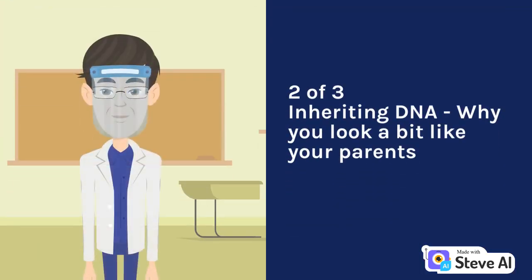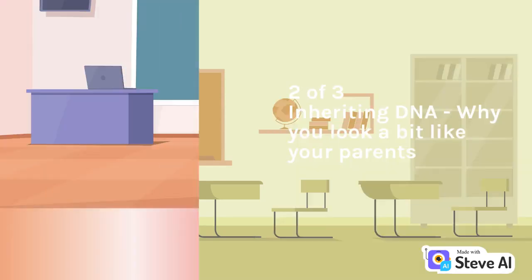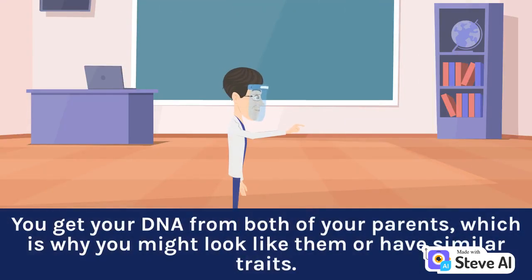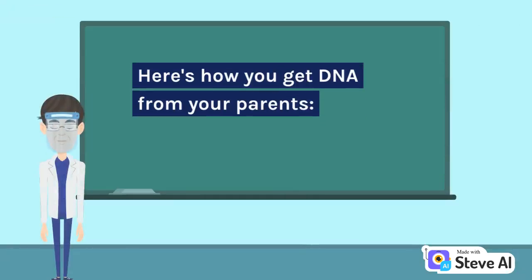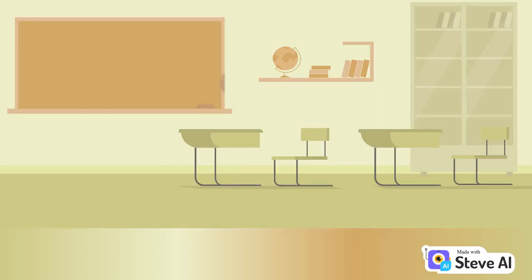2 of 3. Inheriting DNA, why you look a bit like your parents. You get your DNA from both of your parents, which is why you might look like them or have similar traits. Diagram showing inheritance of DNA through egg and sperm cells with 23 chromosomes, each forming a fertilized egg with 46 chromosomes in 23 pairs. Here's how you get DNA from your parents.